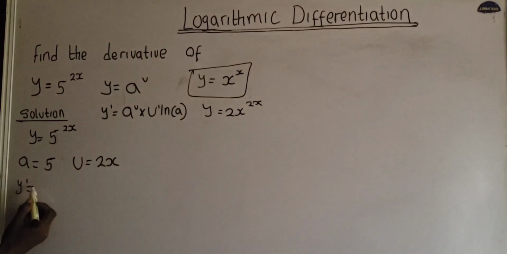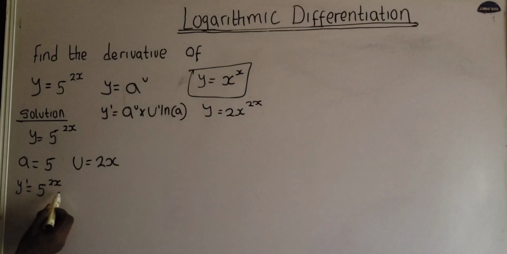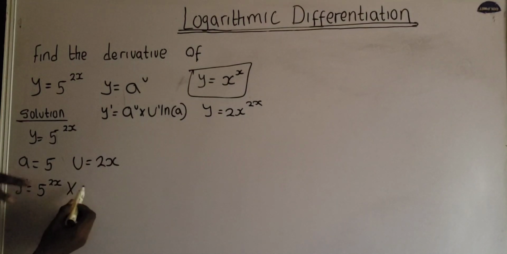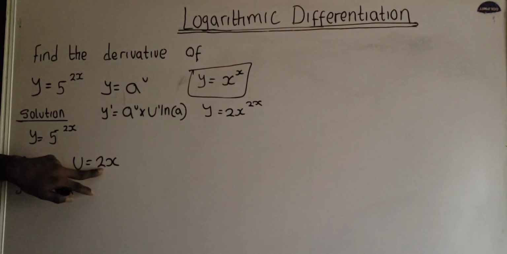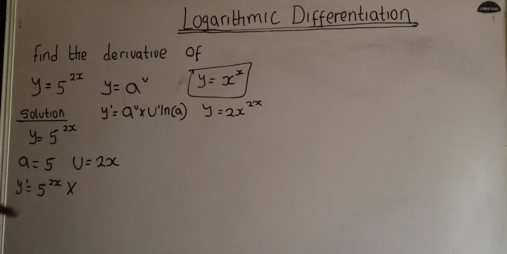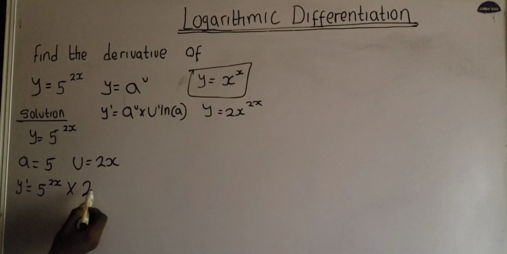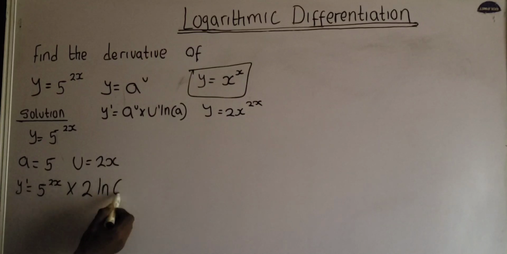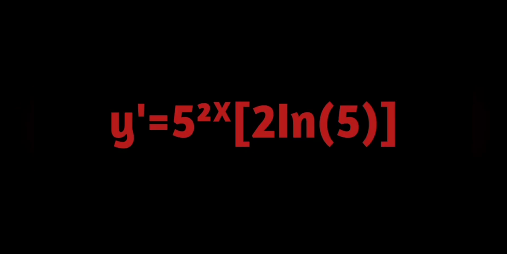So I'm going to have a raised to the power of u, which is 5 raised to the power of 2x, multiplied by the derivative of u. If you differentiate 2x, you are going to get 2. So multiply by 2 ln 5. You understand? Therefore, the derivative of y equals 5 raised to the power of 2x is 5 raised to the power of 2x into bracket 2 ln 5.